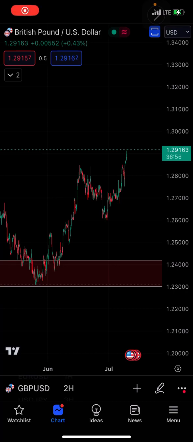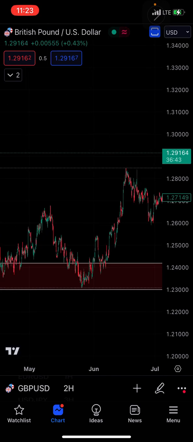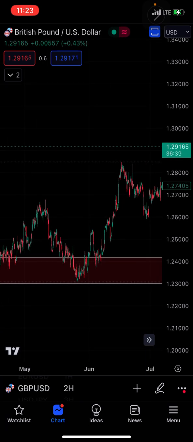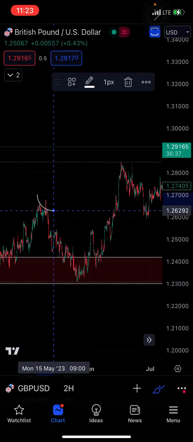Okay, let's say for example this is the Pound US Dollar structure. Are you getting it? You don't even need to look overall. Let's say this is a structure and you are seeing Pound trending to the upside like this. Okay, so let's say this was the last higher high we had.